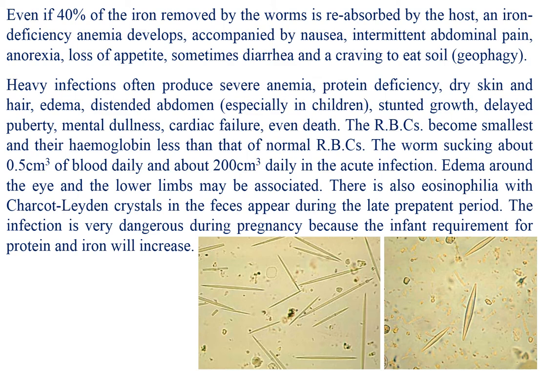Heavy infections often produce severe anemia, a protein deficiency, dry skin and hair, edema, distended abdomen, especially in children, stunted growth, delayed puberty, mental dullness, cardiac failure, and even death. The RBCs become smaller and their hemoglobin less than that of normal RBCs. The worm sucks about 0.5 cubic centimeter of blood daily, and about 200 cubic centimeters daily in the acute infection.